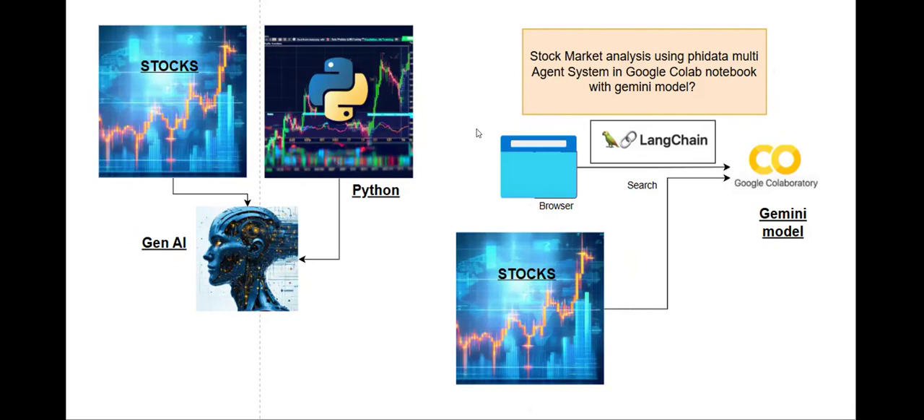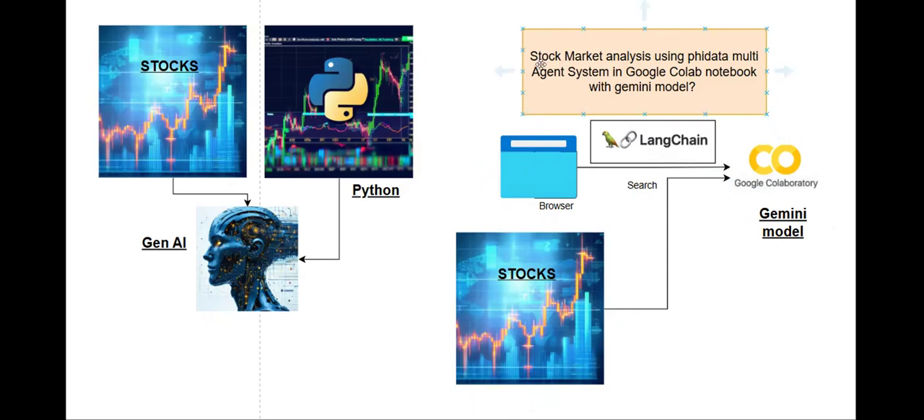By using that, we are going to analyze the stocks, and based on that stock we are also searching on the browser and getting the browsing data as well as the stock data, and we are performing analysis in this Google Colab platform using a Gemini model, and at last we are providing the analysis result. So that's what we are doing in this video.